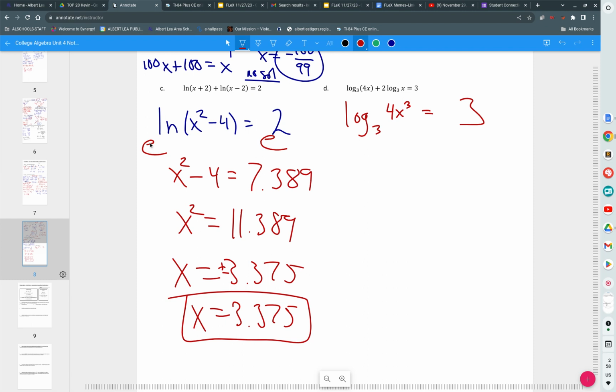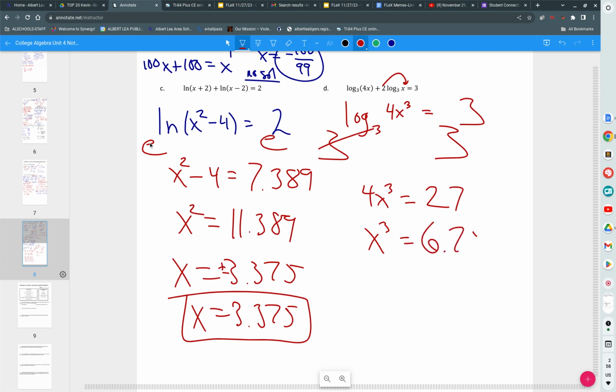All right, did you get log base 3 of 4x cubed is equal to 3? Did you get that in your problem at some point? Yeah. Recall that we moved the 2 up top here to get an x squared. When we multiply, we get 4x cubed. I want to get rid of the base of 3, so I create a base of 3 that way. And I get 4x cubed is equal to 27. Divide by 4, x cubed is equal to 27 divided by 4. I've got 6.75 out of that.